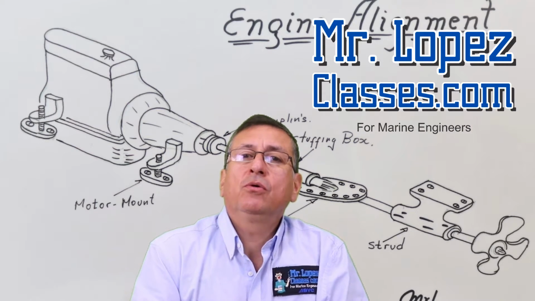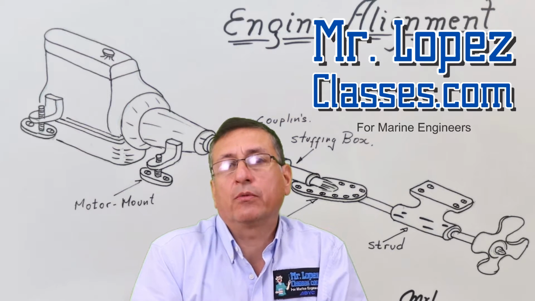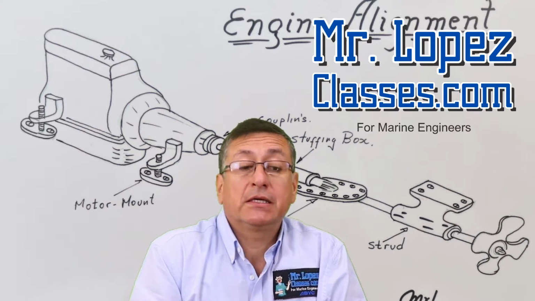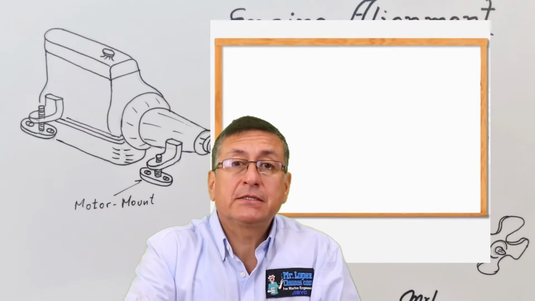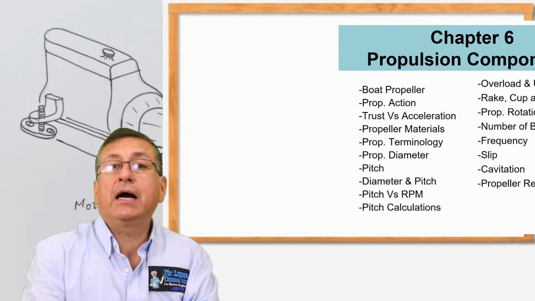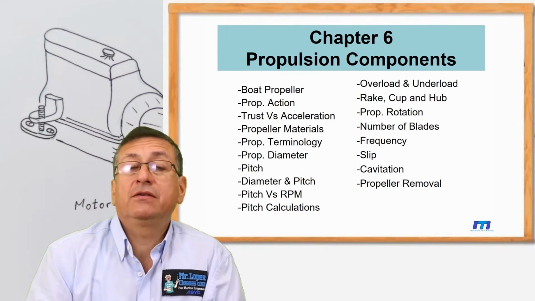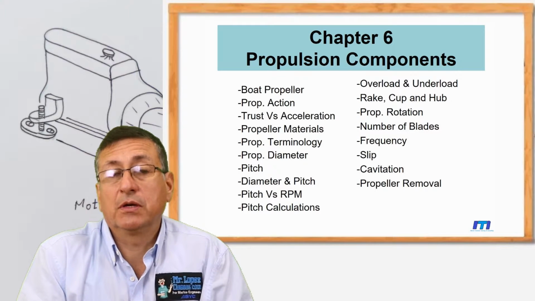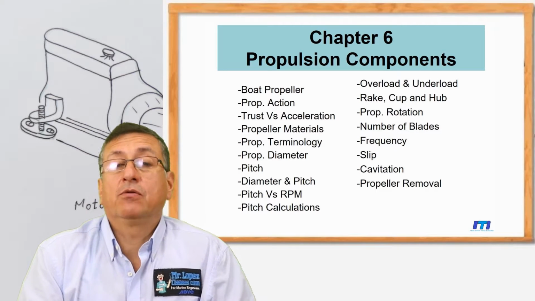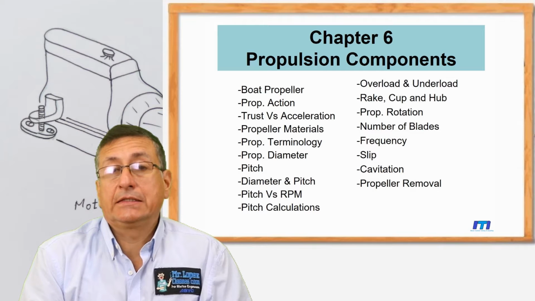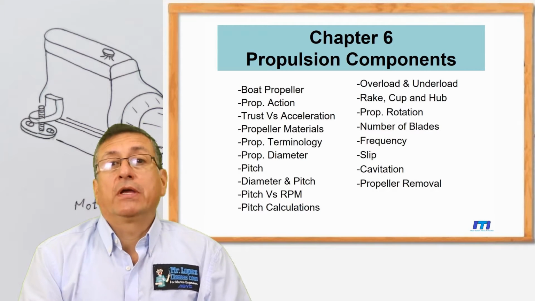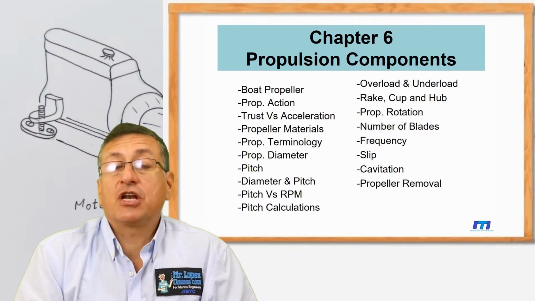We are going to continue in our book of Introduction to Marine Engineering. This is our chapter 6, episode number 3. And we are going to continue with the analysis of the components of the propulsion system. In this particular video, we are going to analyze the flange. We are going to analyze the strut.